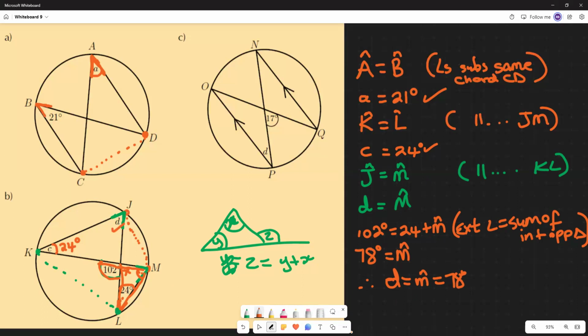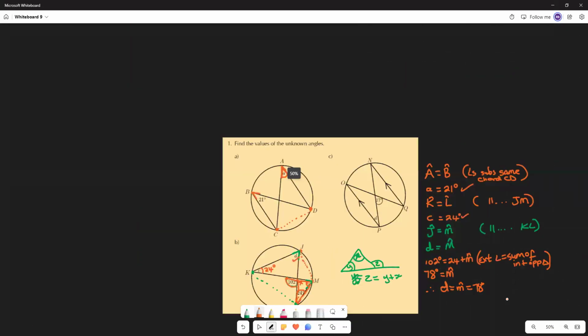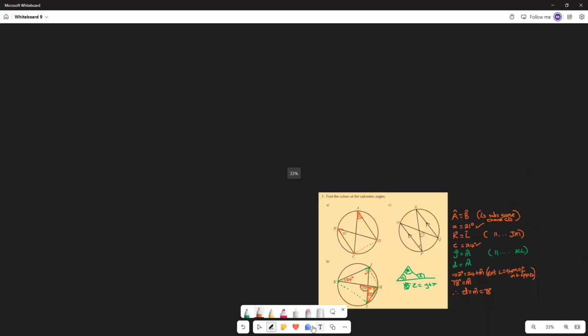Okay, I'm quickly going to erase. Let's try to erase quickly. I need to erase quickly so that we can go to the next part and have space. Okay, so let's quickly attempt the last part of this lesson.